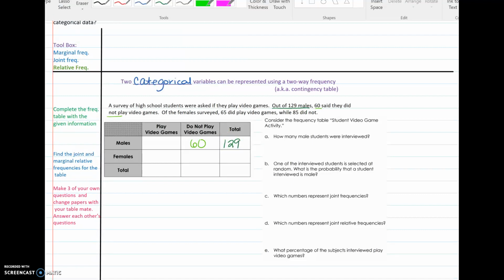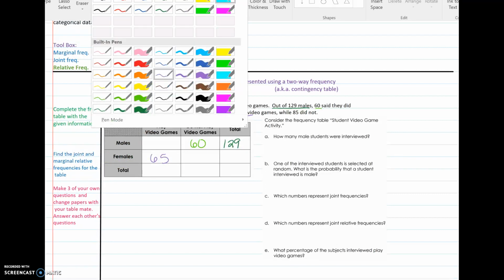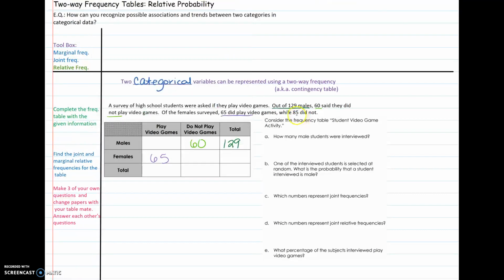So now let's go on to the second batch of information. Of the females surveyed, 65 did play video games, while 85 did not. I changed colors again. That way if you are losing track of what I'm doing, hopefully you can follow along with my colors. You know me, I love my colors. Okay, so 65, 85, 60, 129. Everything we were given is already in our table. So we need to go through and figure out how to fill in the rest.